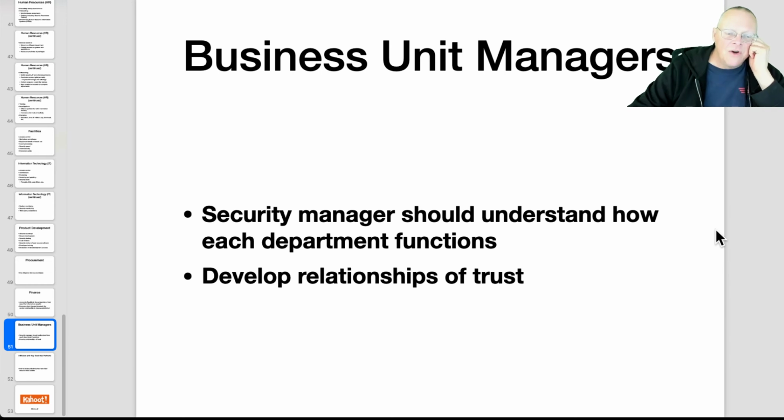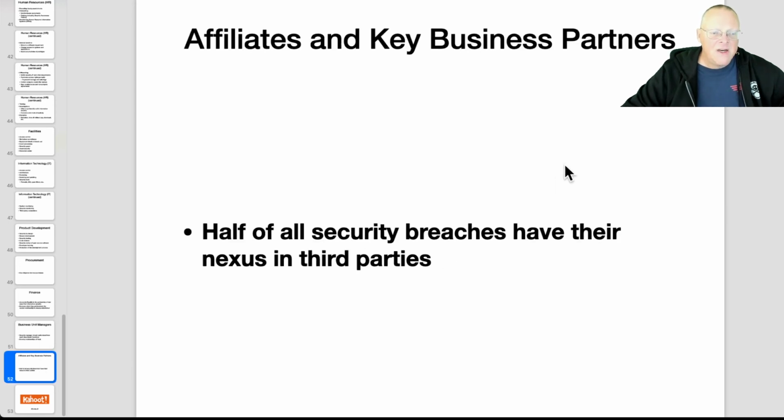All right, and so all your business unit managers should understand how whatever they're doing interacts with the security team, and hopefully trust the security team to help them do it better, and not just see them as another painful source of irritating work like filling out compliance documents and such. And you have your affiliates and key business partners. Like half of all security breaches come from outside the company.